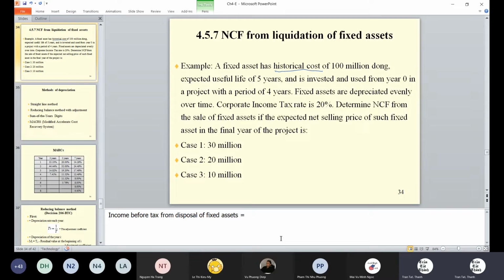Let me take one minute here. So it equals to, yeah, I think that it has been frozen. That's going to equal to the net selling price minus the residual value of the fixed assets. So you can calculate the residual value of the fixed assets before it. So what's going to be the residual value of the fixed assets?